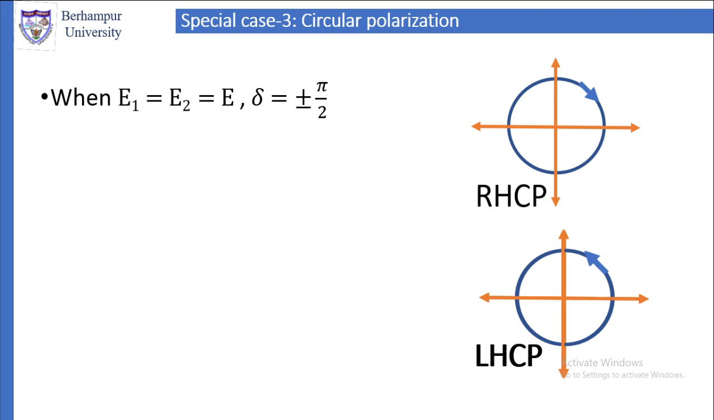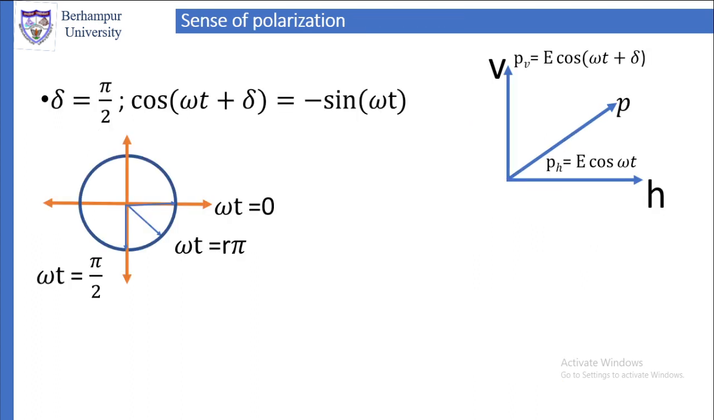And then the third special case is called circular polarization. In this case, E1 is equal to E2 is equal to E. If E1 is equal to E2, then the ellipse becomes a circle. So this is the specialty. E1 equals E2 equals E, and delta is equal to plus or minus pi by 2. Then we will get a circle, because PH² plus PV² will be E². So this will give us a circle as the locus.